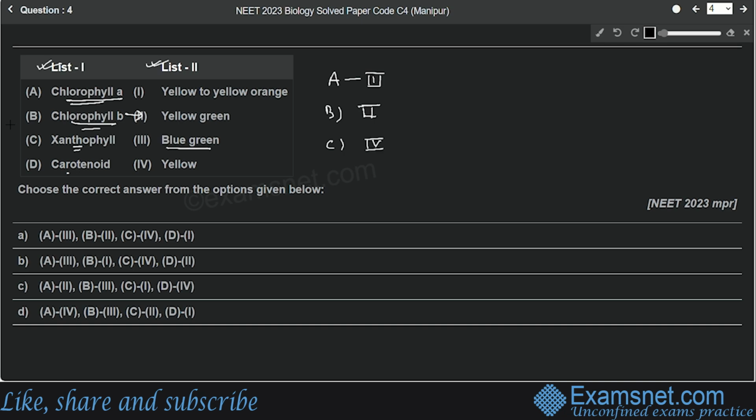And the last one is carotenoid. So carotenoid appears yellow to yellow orange in the chromatogram. So the correct match for D will be number 1. So according to this, the correct option should be the first one. A matched with 3, B matched with 2, C matched with 4 and D matched with 1. Option A is the correct answer.